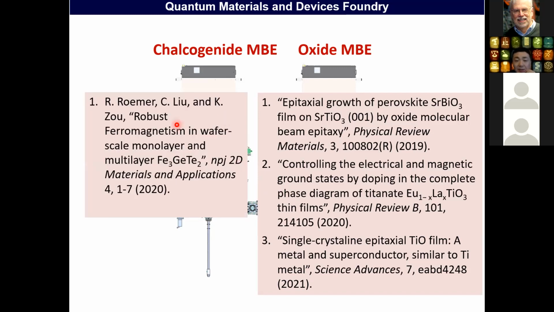In the other chamber, besides the iron work I just showed you, we also worked on a group of most recent materials, two-dimensional ferromagnetic materials. This material is Fe3GeTe2. We are able to grow them at wafer scale, in monolayer and multilayer, and we always see robust ferromagnetism in these materials.